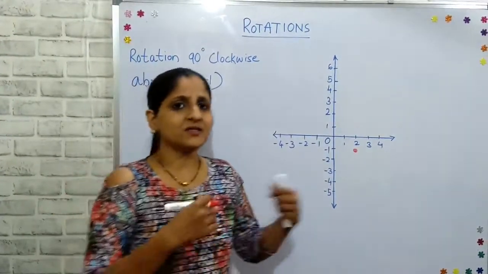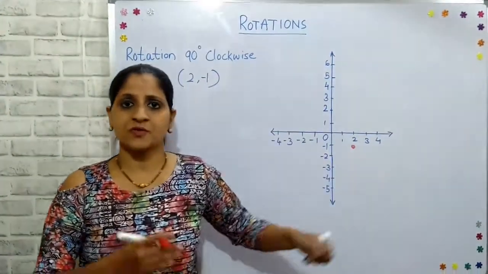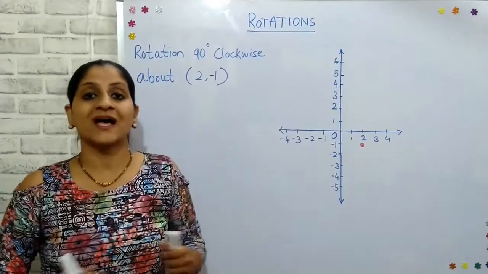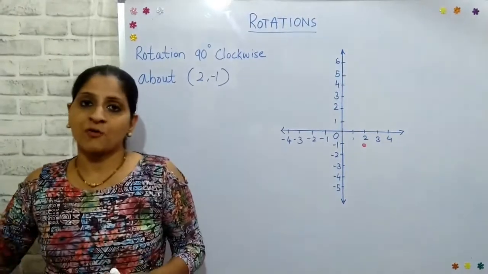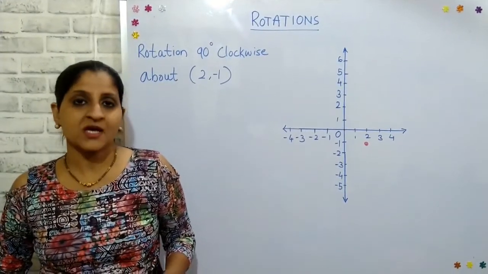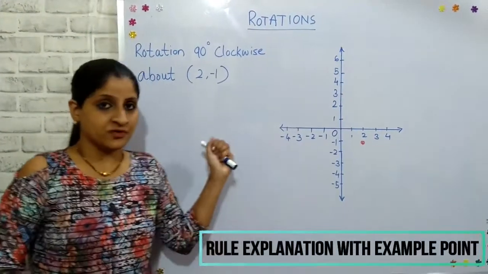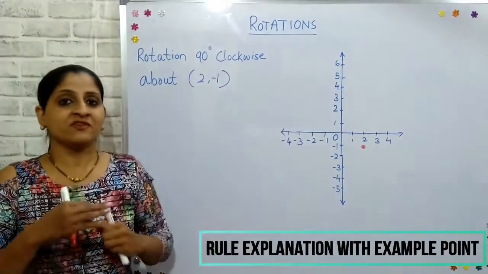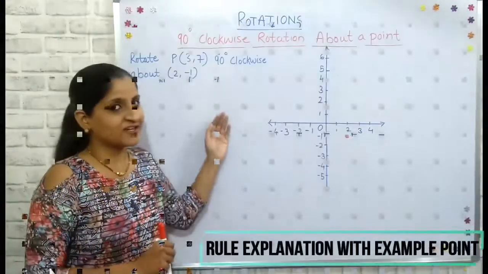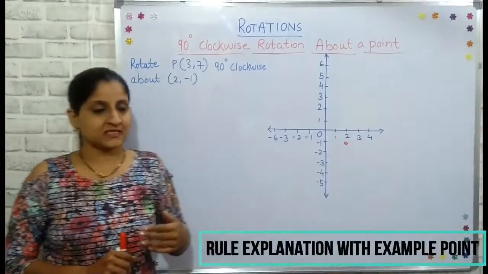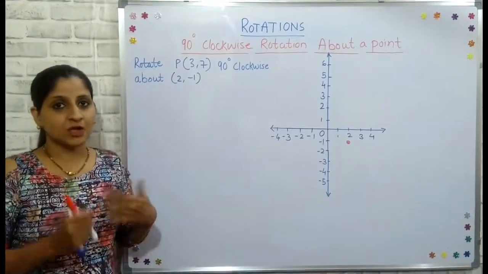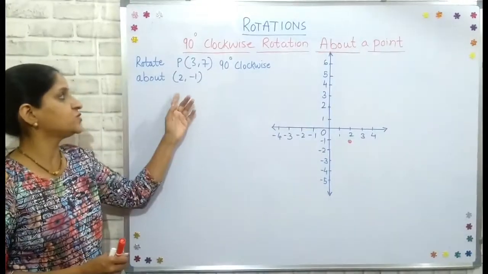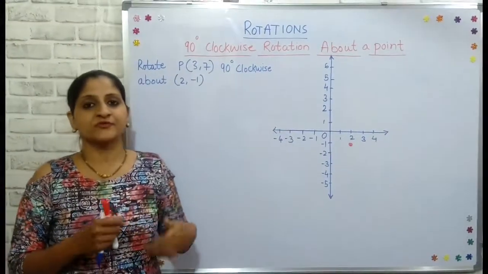Or if any other point apart from this point is given to you as your center of rotation, how you will calculate the newly formed point after its rotation is what I'm going to teach you first, that method, and then we will see its plot. I have already written a problem on the board: rotate point P 3,7 90-degree clockwise about a given point 2, -1. How do we do that?